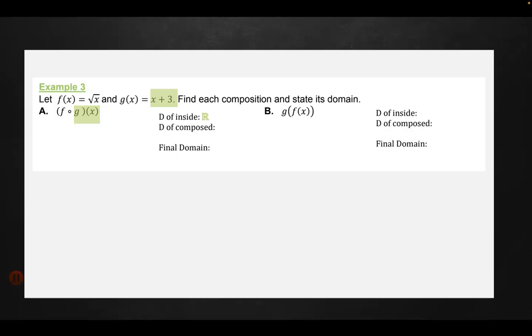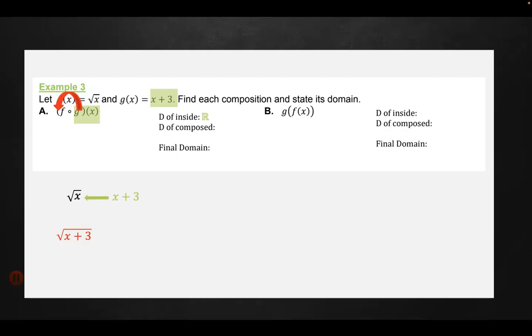Now I'm going to go ahead and do the composition. So I'm going to take that g function and plug it into my f function. So my f function is the square root of x. And in place of that x, I'm going to plug in my g function. So I have the square root of x plus 3.